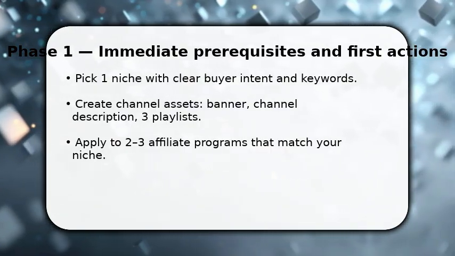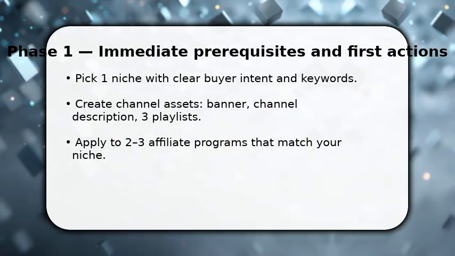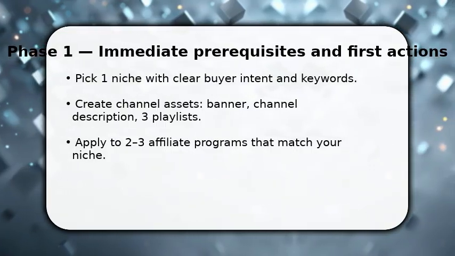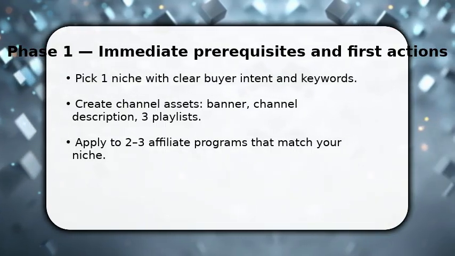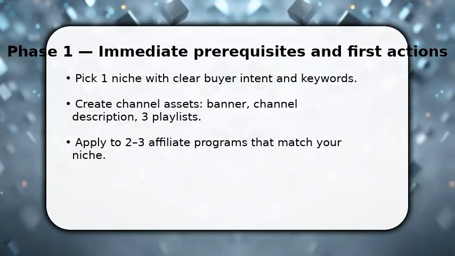Next, apply to 2 to 3 affiliate programs that actually pay and align with your audience, because relevance increases conversions. While you wait for approval, plan 5 video ideas that match buyer intent and list target keywords. This gets you into action fast and builds momentum.